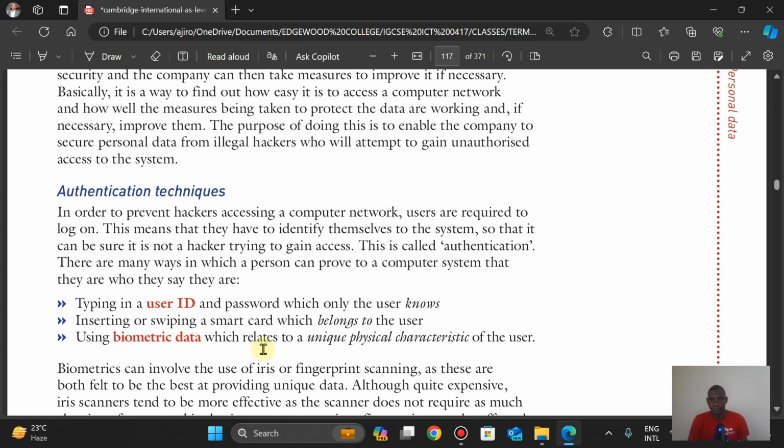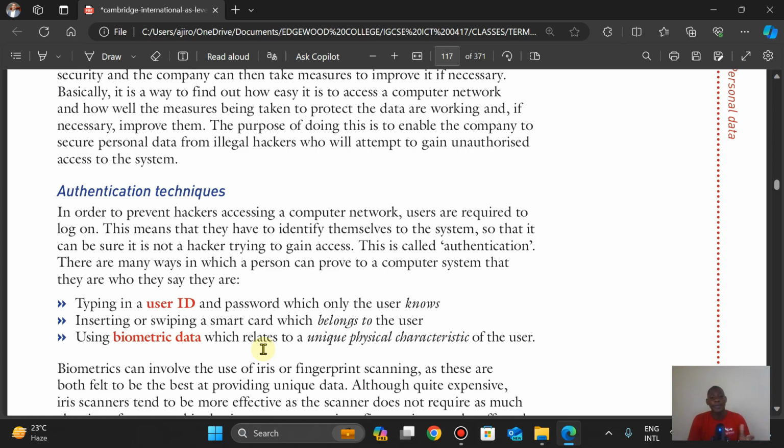One way to do that is with what we call a user ID and a password, which the user knows. Another way is swiping a smart card, which belongs to the user. It can be a magnetic stripe card. It could be an RFID card. Okay, so yes, you have to swipe it. And this information is stored in the card.